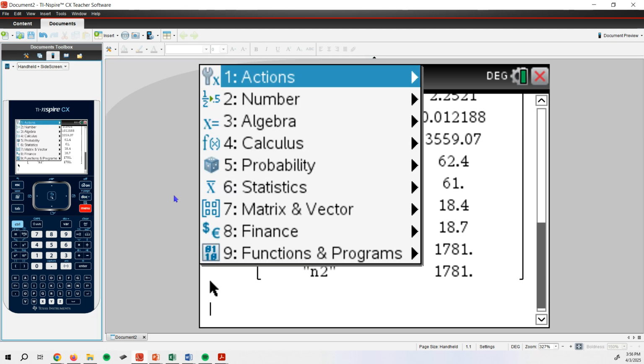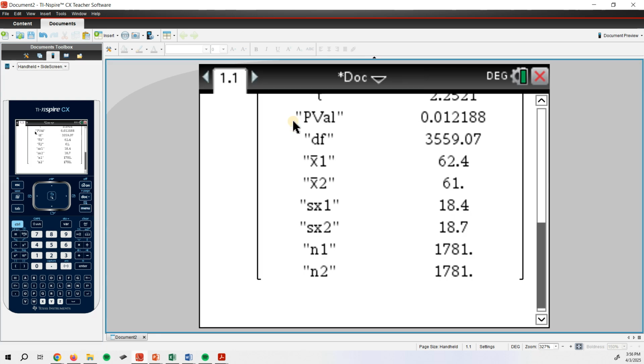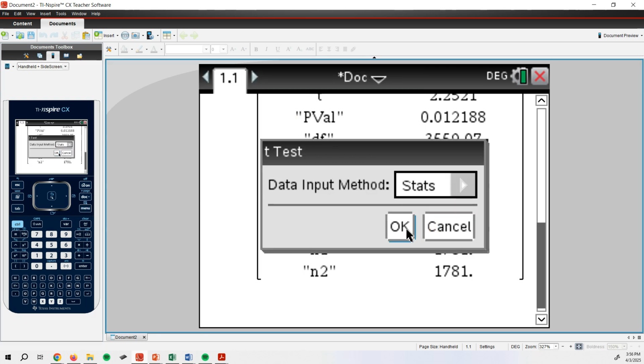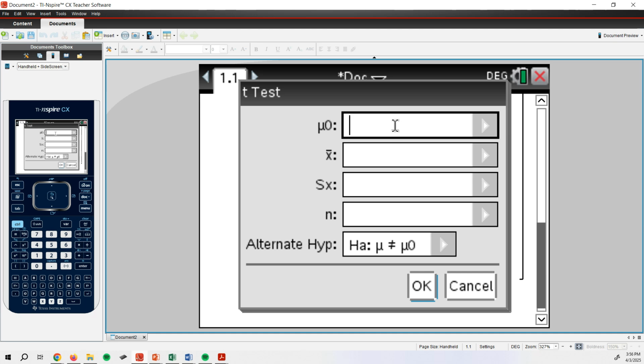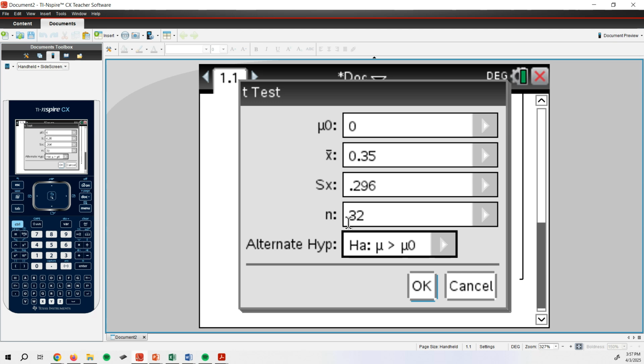So we're doing menu, statistics, stat test, and we're doing back to the t-test because we only have one sample. Change to stats, and we have an x diff, our mu is 0. Our x bar was 0.35. Our Sx was 0.296. And we had 32 stations. And we are saying greater than. Mu is greater than the null value.